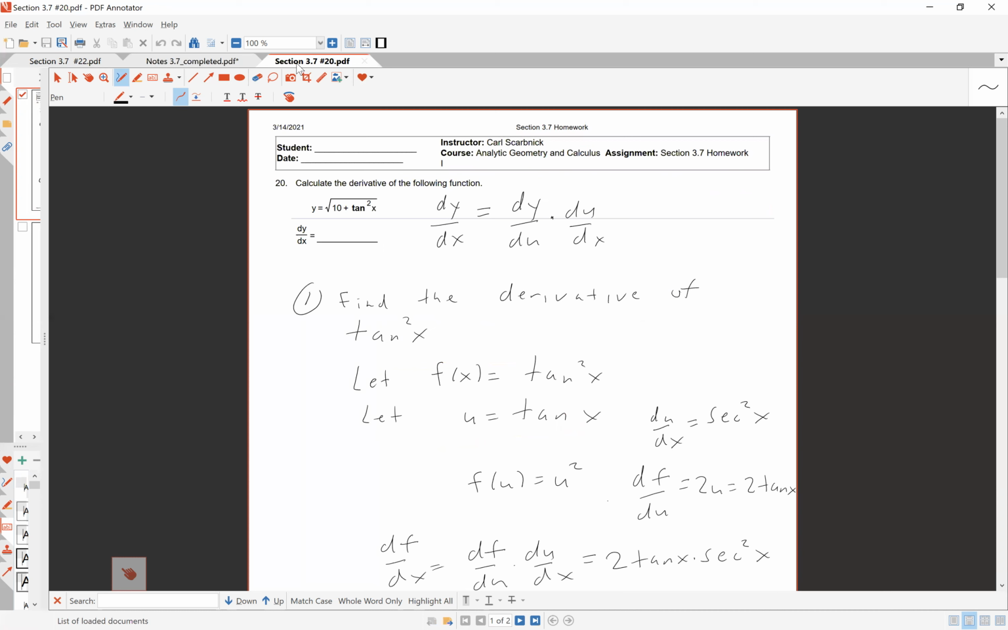Just a few weeks ago, like day one of derivatives, let's say you had to do that from the definition of the derivative. Doesn't look like a lot of fun. I'm not sure I could do it.